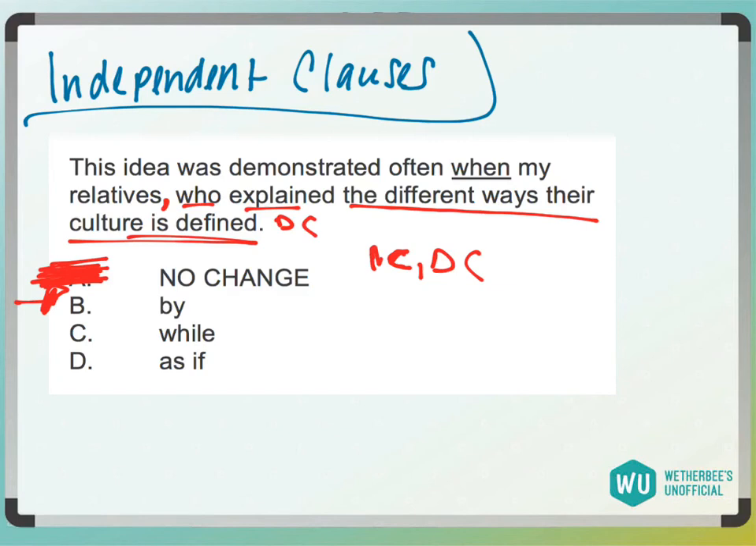This idea was demonstrated often while my relatives. That's not going to be good. This idea was demonstrated often as if my relatives, right? Answer choice D out. So it was demonstrated by my relatives. This is the only one that makes it an independent clause, so it's answer choice B.